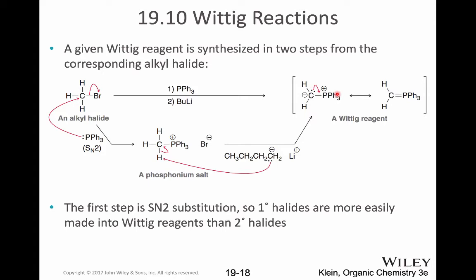Because the first step is an SN2 reaction, making this phosphonium salt is easiest if the alkyl halide is either a methyl halide or a primary halide. You can get away with doing it with secondary halides, but it's easiest if you have the primary or the methyl halide.